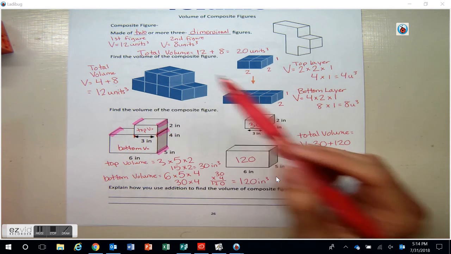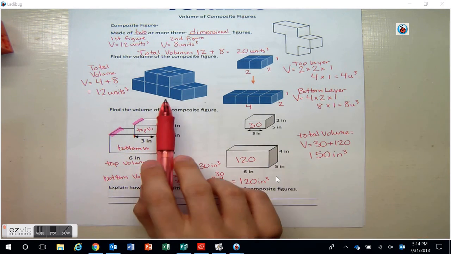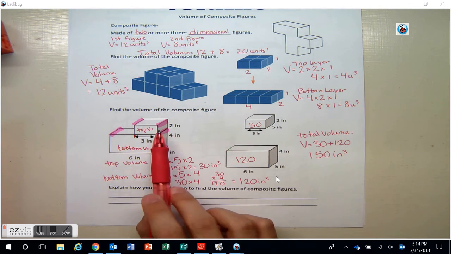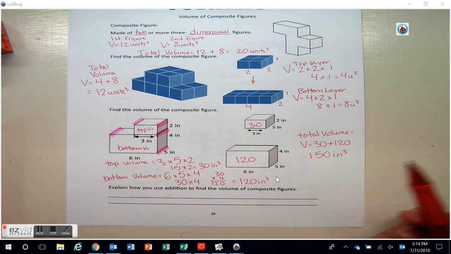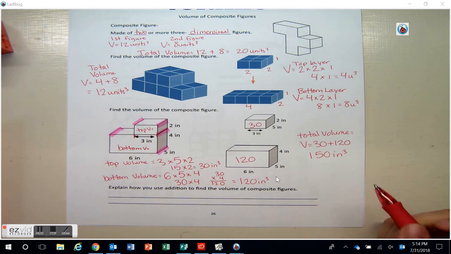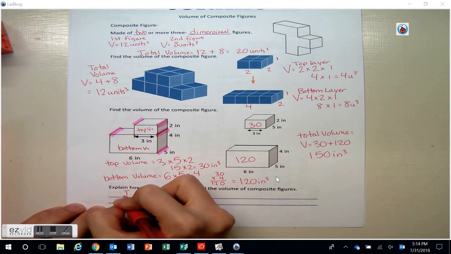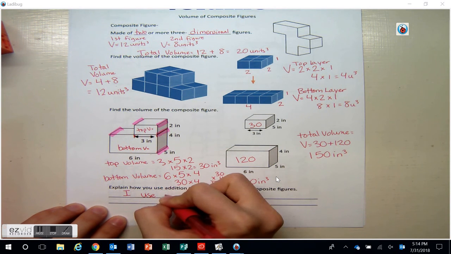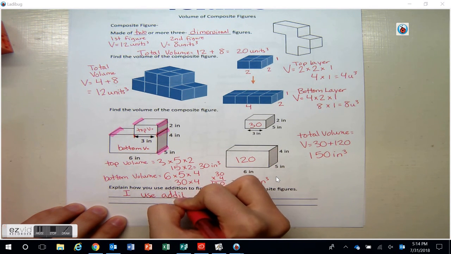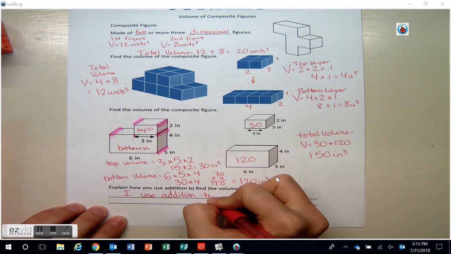Last part of our lesson. So we've been putting together these composite figures and finding their volume by adding the different pieces that we can figure out. I can figure out the volume of this right rectangular prism. Same for this one. I can figure that one out. I can figure that one out. So I take what I know, what I can already figure out, and I just put them together. So explain how you use addition to find the volume of composite figures.